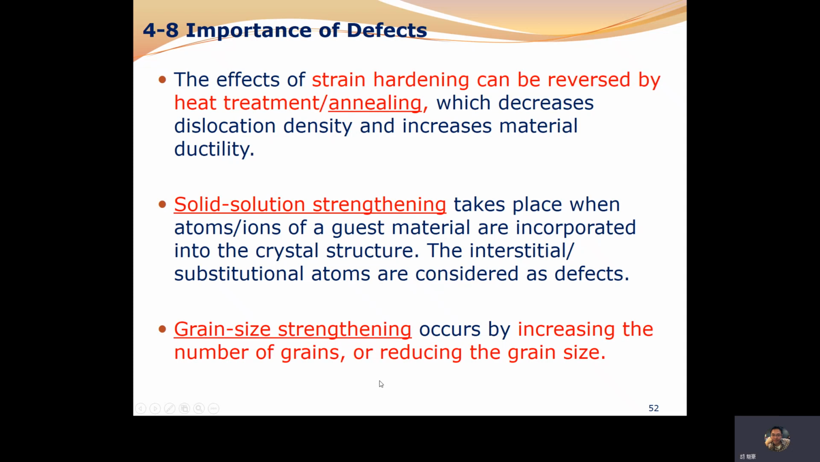Okay, so we'll end up here. And in the next chapter, we're going to discuss diffusion, the atoms or ions moving inside the materials.